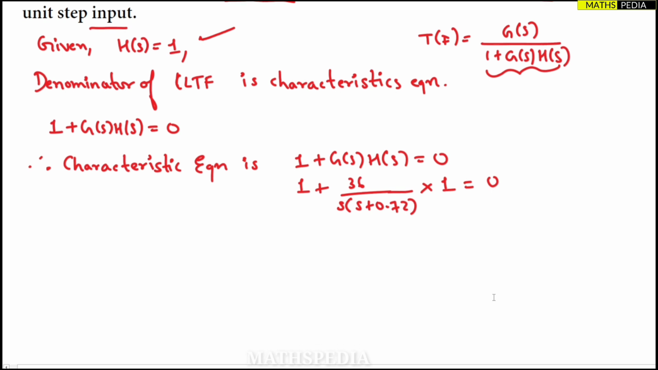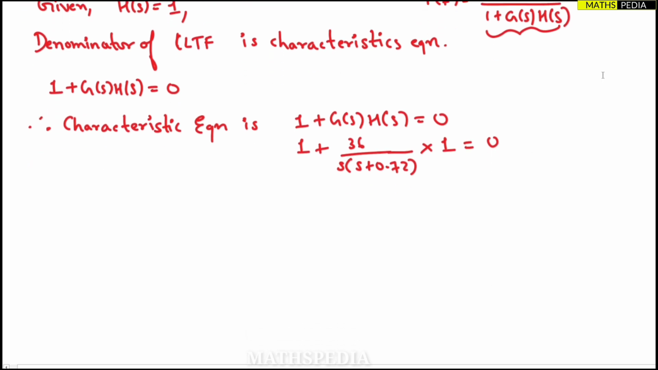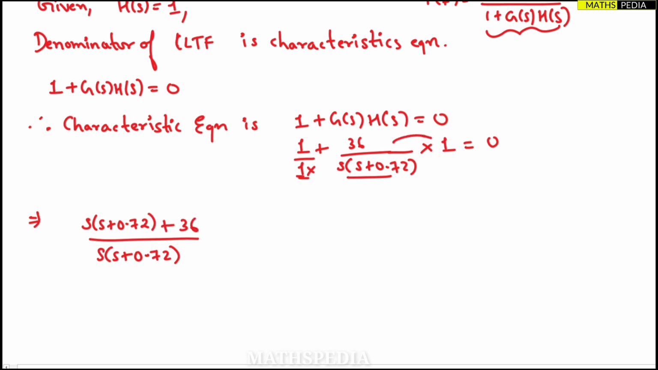Now can we simplify this one? Yes, you can simplify, just take the LCM. So here 1 has the denominator 1. Then you have to multiply so that the denominator will be the same. So the denominator will be s into (s plus 0.72), and the numerator will be s into (s plus 0.72) plus 36, since 1 into 36 is 36.